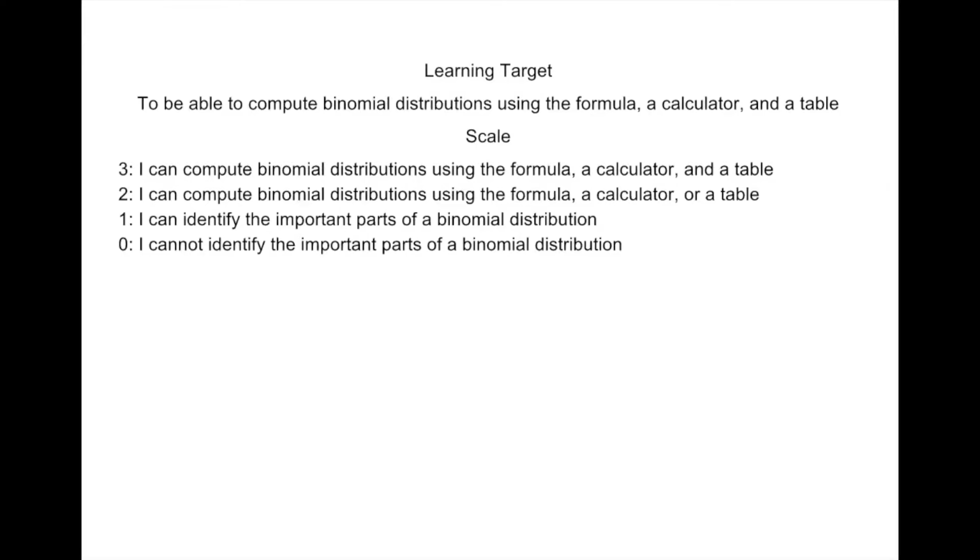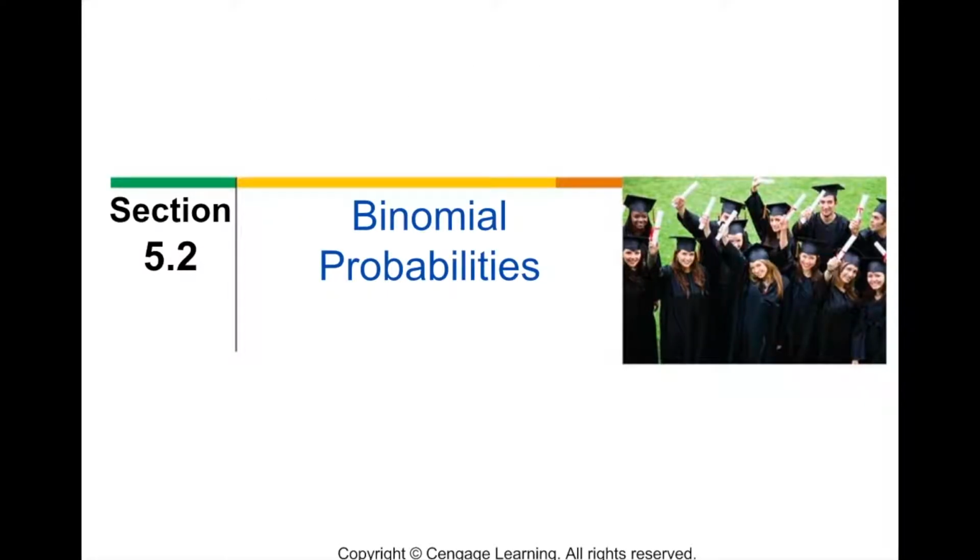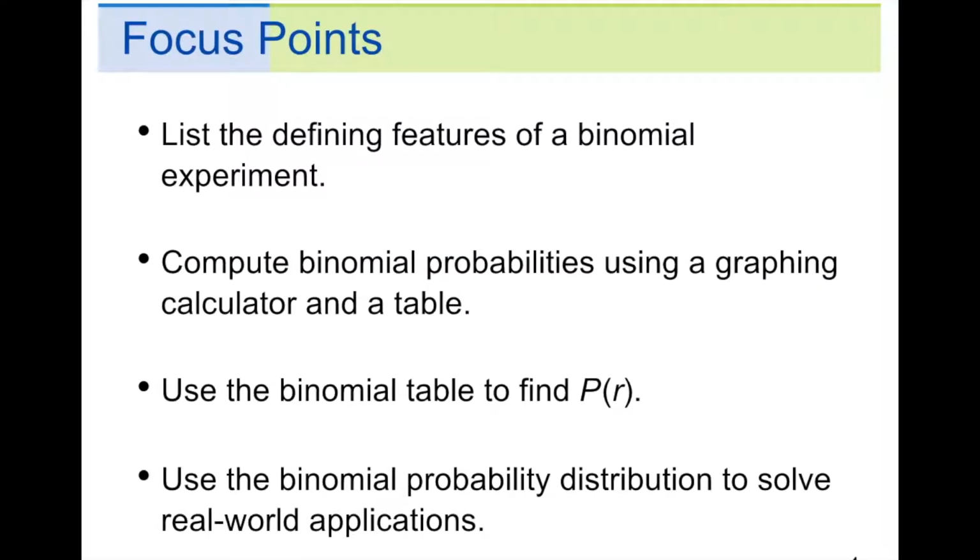Let's get started. Section 5.2, Binomial Probabilities. Focus points. List the defining features of a binomial experiment. Compute binomial probabilities using a graphing calculator and a table. Use the binomial table to find P of R. Use the binomial probability distribution to solve real-world applications.